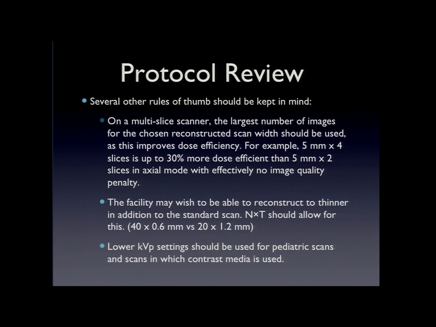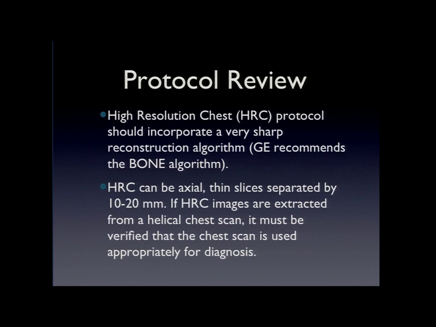Another example is that for a 40 millimeter beam width, we can just do 40 by 0.6, and it's giving us the same radiation beam width as a 20 by 1.2, but you can get more reconstructions out of that. So those are the kind of things we want to look at. And then if you want to use lower kV settings for pediatrics and such, you need to evaluate that. Are we using it for contrast? Can we optimize the contrast that we're using?